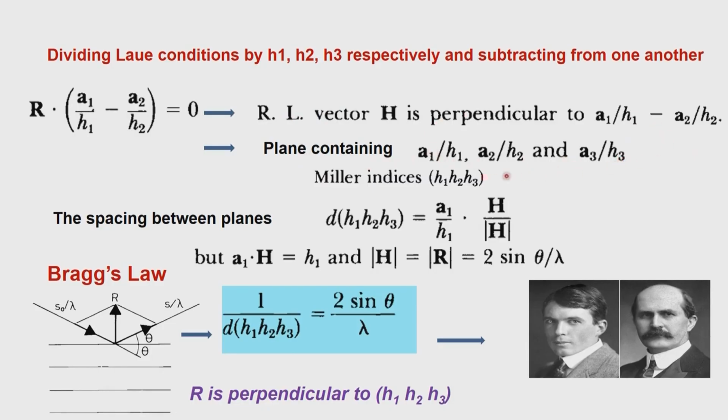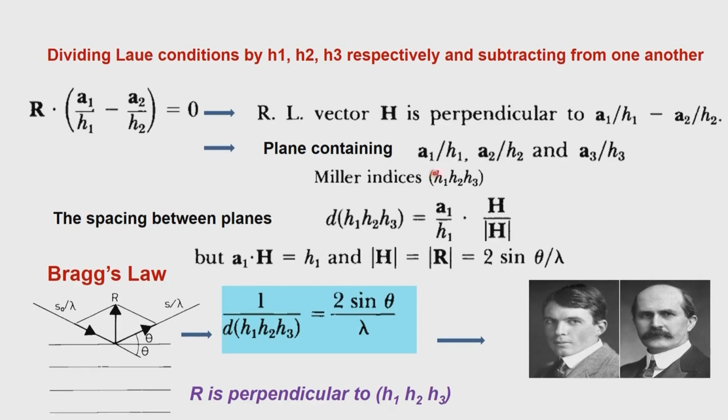H1, H2, H3 are referred to as the Miller indices. We can replace H1, H2, H3 by HKL because most of the textbooks follow HKL. But this particular textbook which I have followed is that of Jack Dennett's, where this nomenclature has been used.